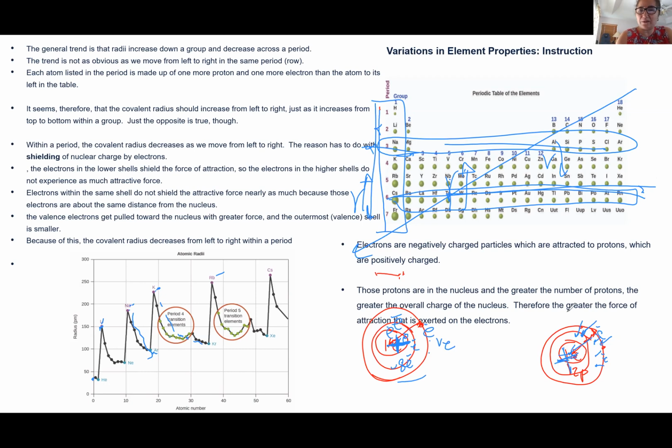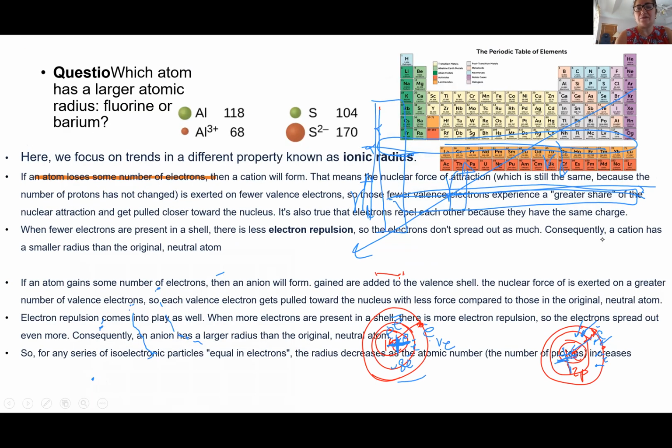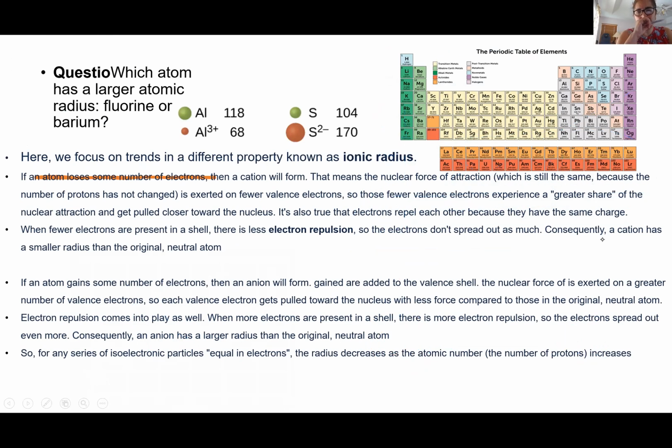Any questions about the size of the atom or the trend in the periodic table for the size of the atom?